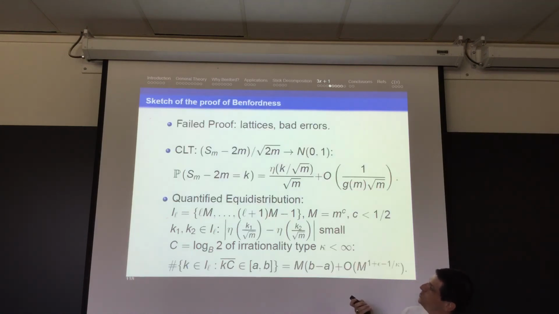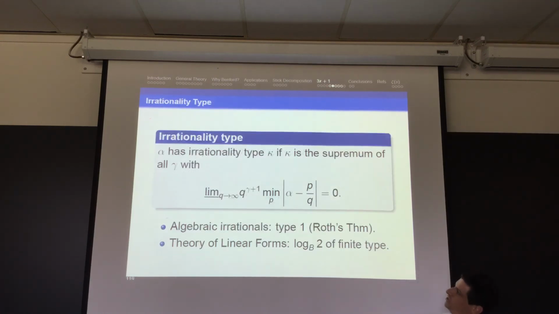And it turns out that for equidistribution, I want to know how often I am in this interval. If I have m terms, then equidistribution says it should be m times b minus a, the length of the subinterval. And then the error term is m to the 1 plus epsilon minus 1 over the irrationality exponent. Epsilon is free. As long as the irrationality exponent is finite, I just choose epsilon to be sufficiently small, and this number will be an exponent less than 1, and there is a power savings. So you just need a finite irrationality exponent.